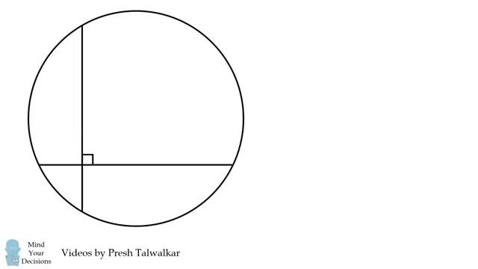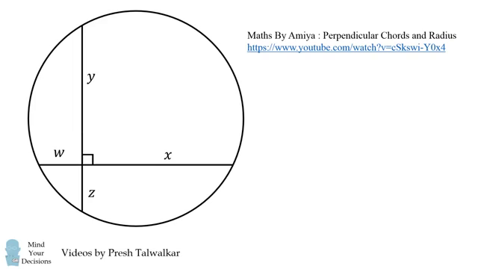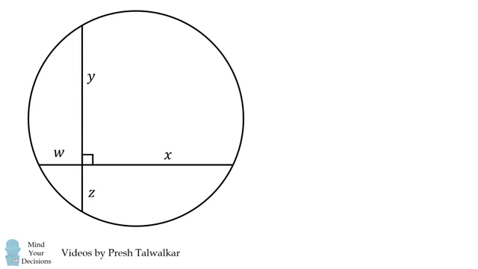Consider a circle that has two perpendicular chords. Let's label these four lengths as W, X, Y, and Z. What's the radius of the circle? There's a great video on the channel Maths by Amaya about perpendicular chords and radius. Here's the remarkable formula. 4 times the radius squared is equal to the sum of the squares of these four values. Wow! So let's use this formula to solve our problem.